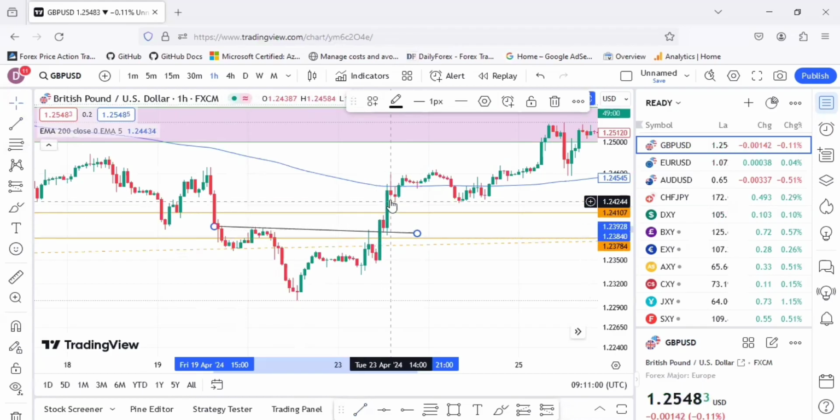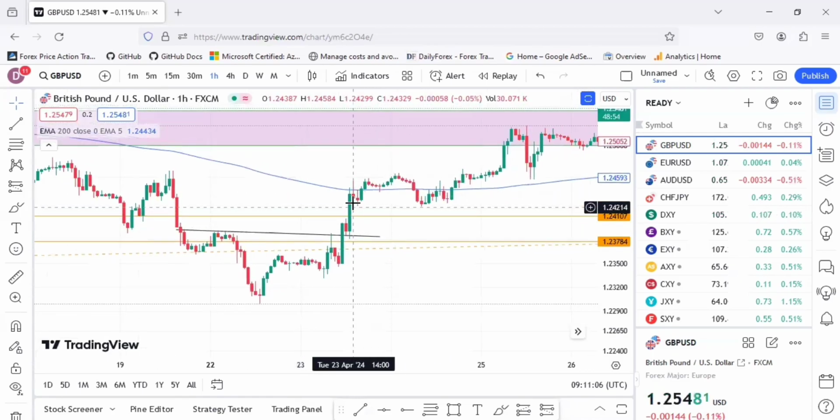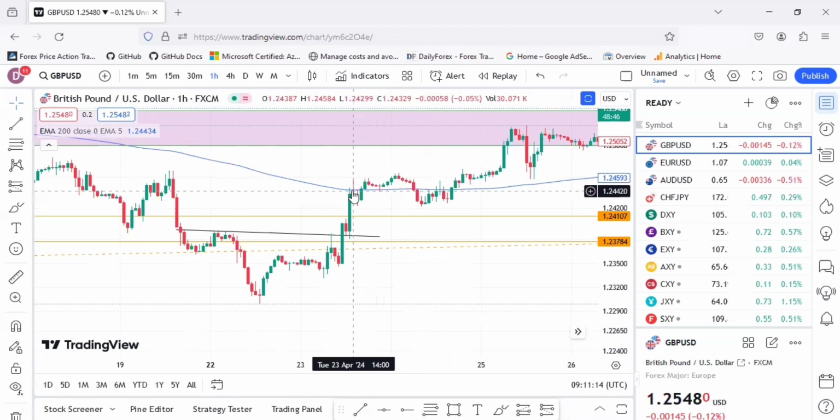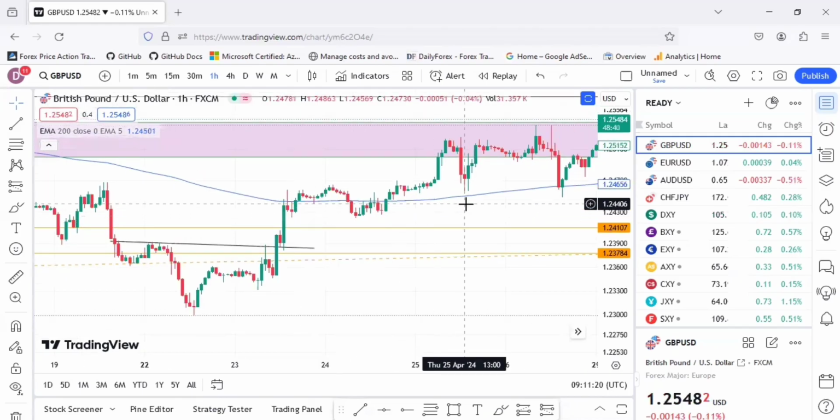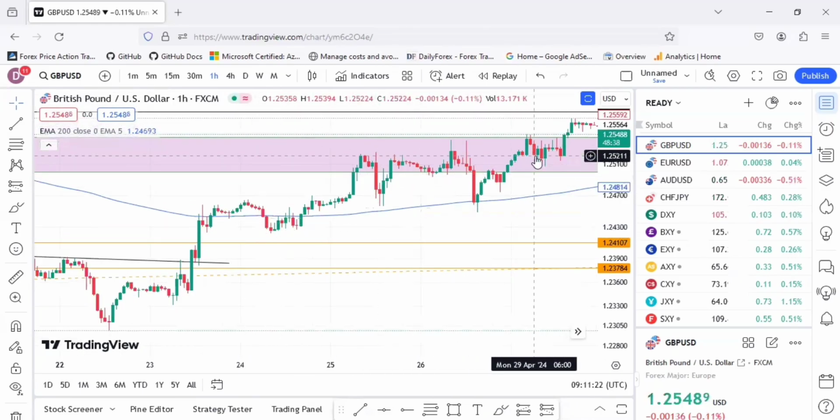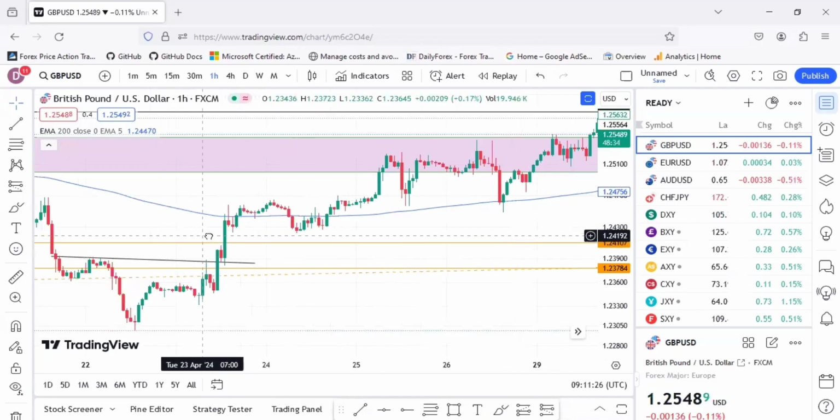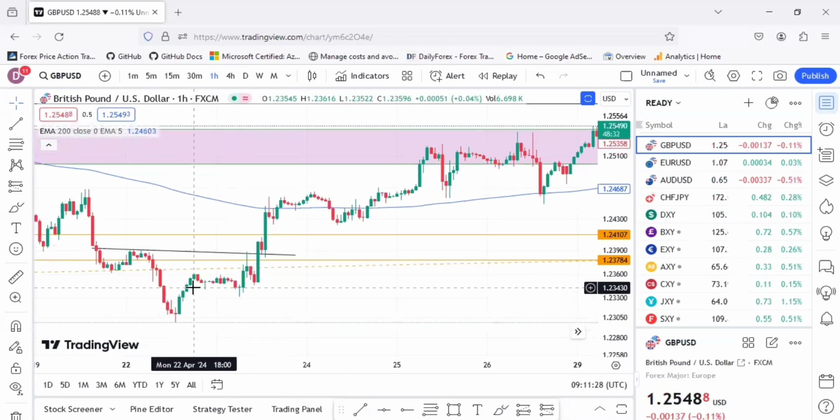You can see as soon as it breaks the neckline, it retested, then continued to move with an engulfing. And this is a perfect example of an engulfing. You understand? At this level, you have a small candle, and a bigger candle that completely engulfs it. After that, you begin to see the price moving up. So we have seen an engulfing and how it works, and we've seen an inverse head and shoulders.